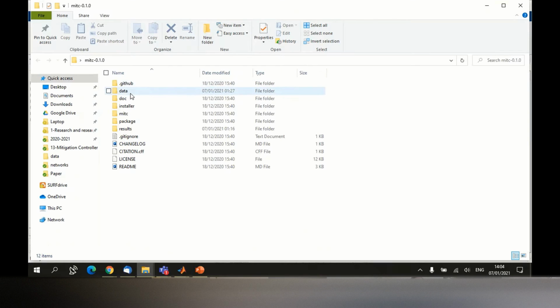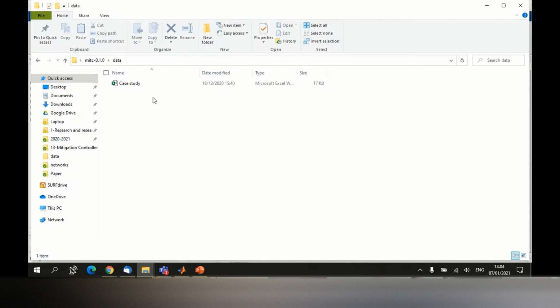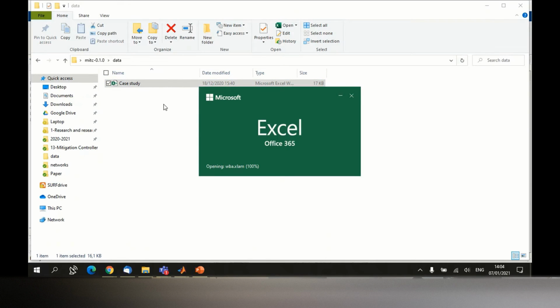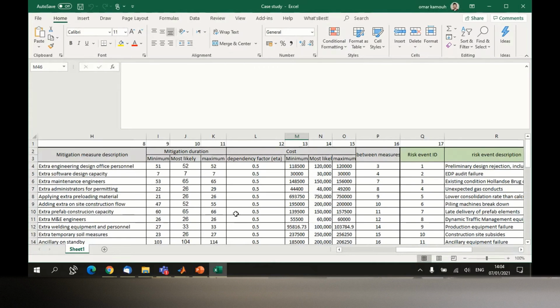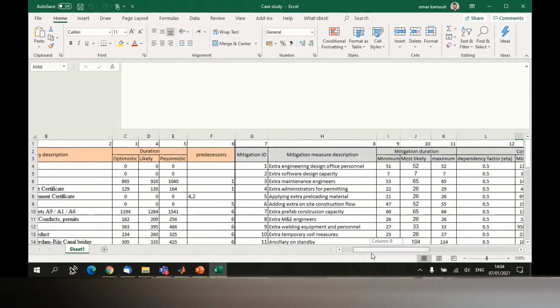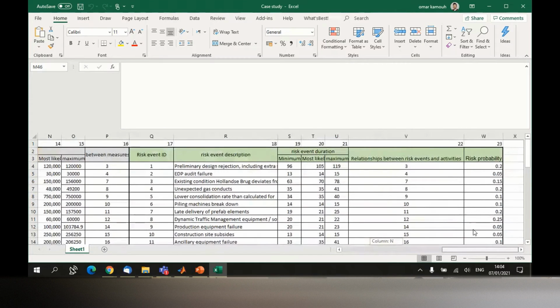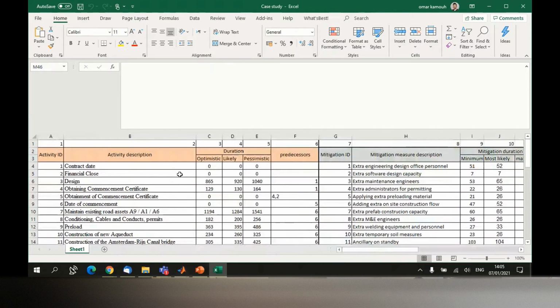One of the folders here is called data, and inside it you will find an Excel spreadsheet called case study. This is your template for your case. You can copy it or just change the data within it for your own case, of course. Inside this spreadsheet, you have a lot of columns that you need to have data for. For example, the first block is related to the project activities.